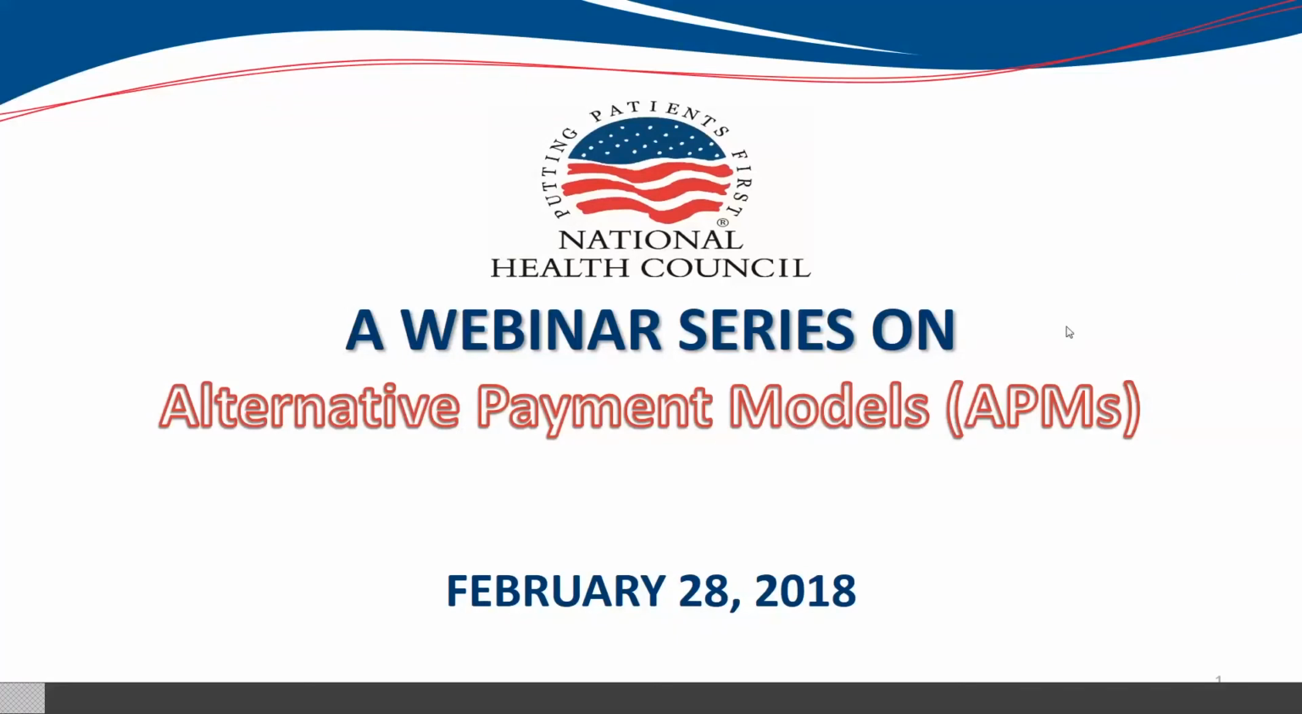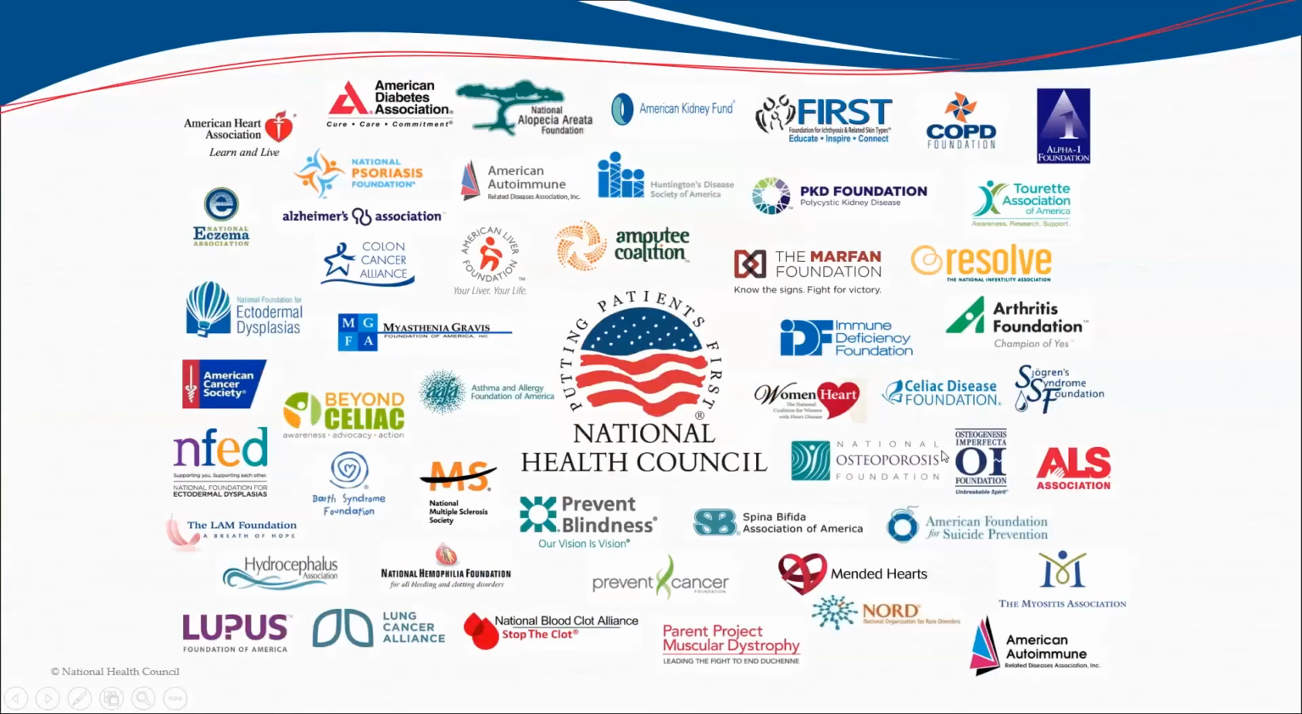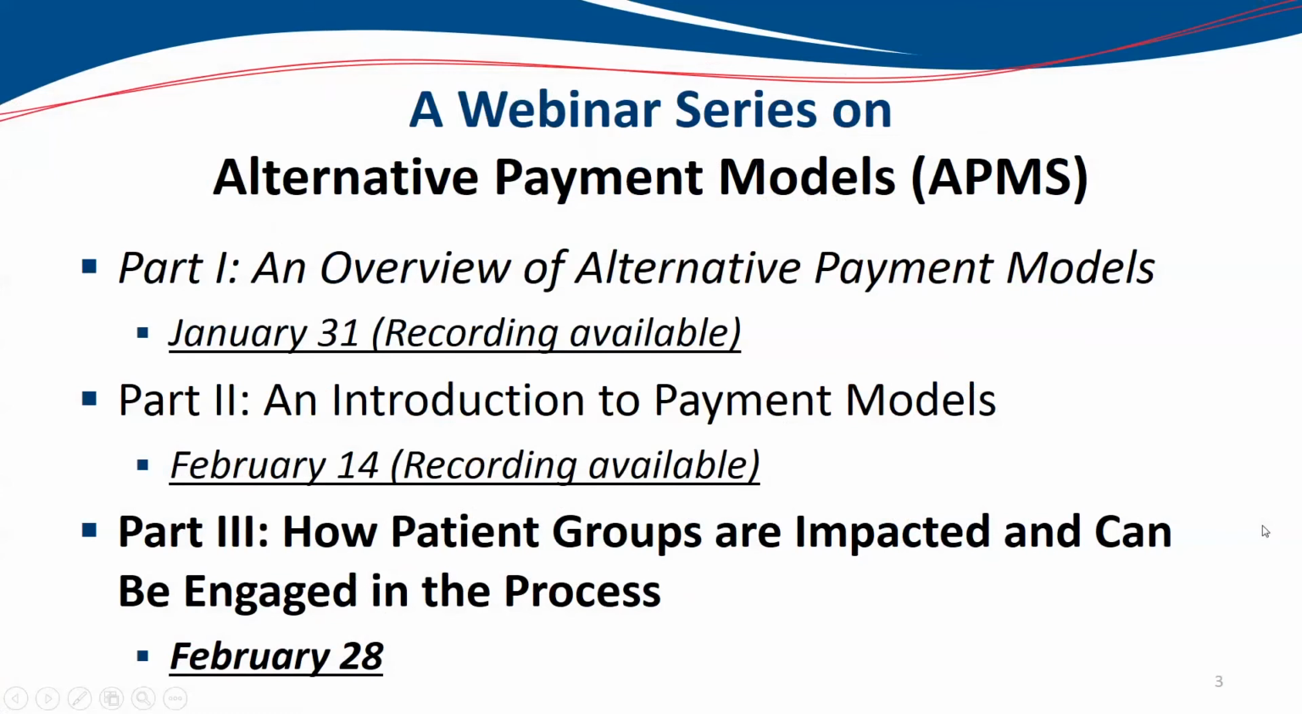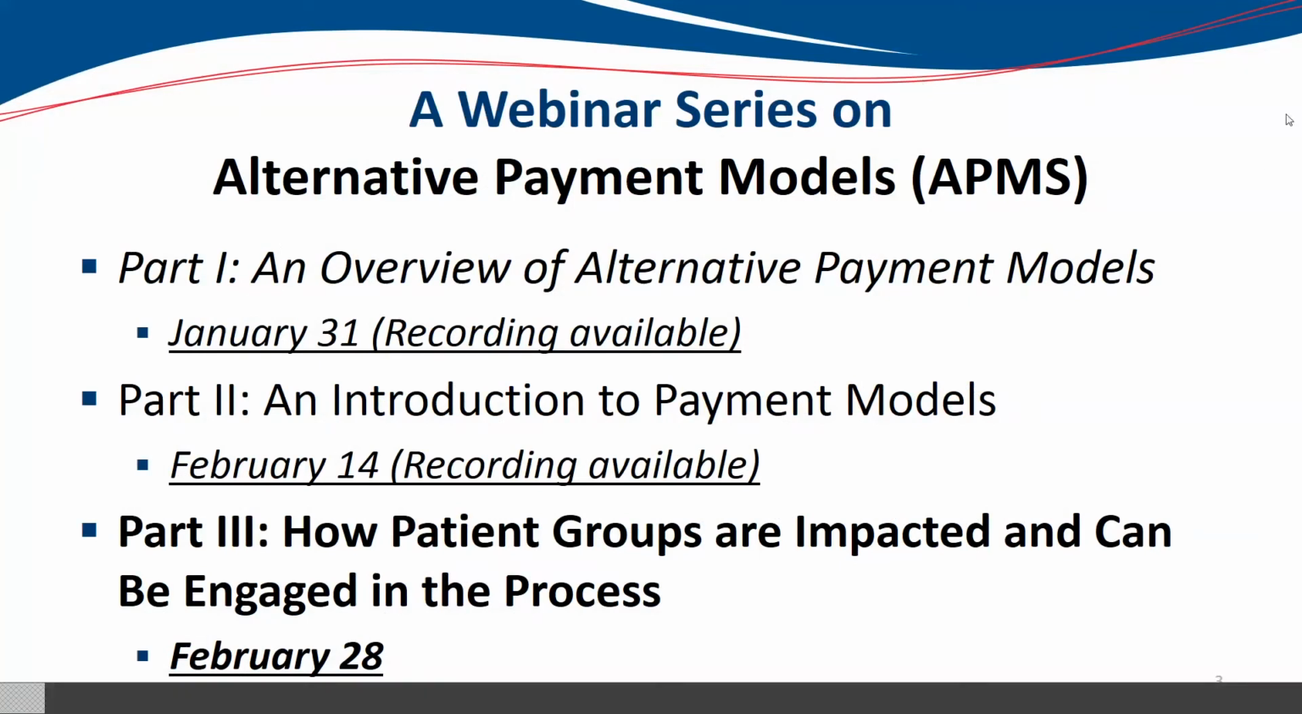So welcome, everyone. As Jason said, this is the third in our series, and of course, again, you see the membership of the National Health Council, and today we're going to talk about how patient groups are impacted by alternative payment models and how they can be engaged in the process. We have some great speakers who are return speakers from Part 1 and Part 2. I'm going to begin by giving a little bit of an overview of what we've already covered, just in case there's anybody on the line who wasn't able to join us for the first couple of sessions, and then we'll move into the discussion with our guest speakers.